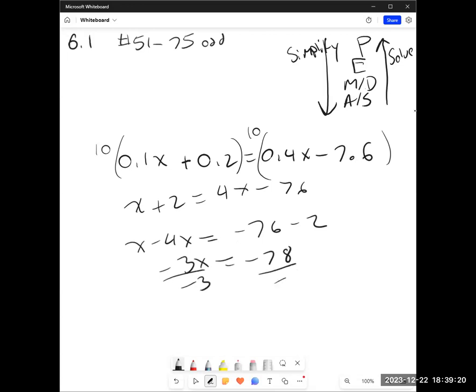And divide by negative 3. X is equal to a negative divided by a negative is a positive. 3 goes into 7 2 times with 1 left over. 3 goes into 18 6 times. And the answer is 26.